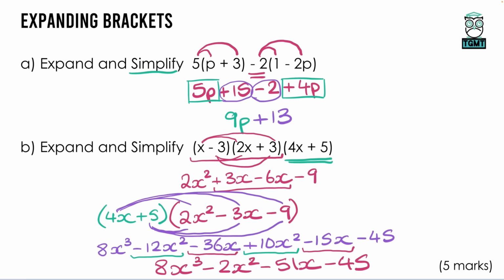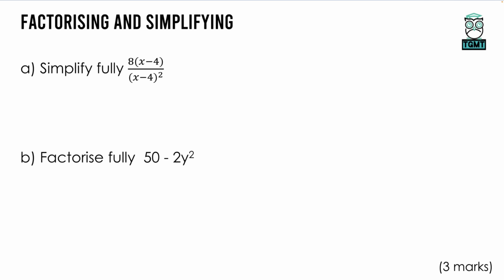You can see it's simplified because all of the different powers of x now, there are no like terms, we just have them all sort of collected together and simplified. So there we go, that was expanding two single brackets and also expanding a triple bracket, or three sets of brackets. Okay, so on to some factorising and simplifying.